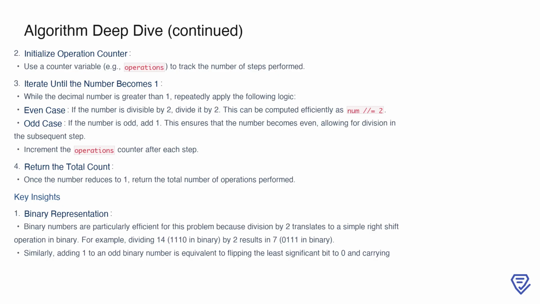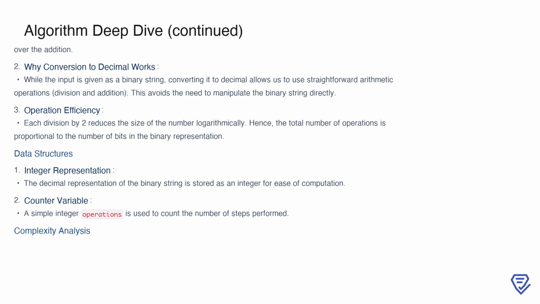A key insight here is how the binary representation of numbers helps us understand these operations more intuitively. For example, dividing a number by 2 in binary is equivalent to performing a right shift, and adding 1 to an odd number flips its least significant bit and propagates any carry. This makes binary manipulation particularly efficient for solving this problem. Now, let's discuss why converting the binary string to a decimal number is a viable approach.